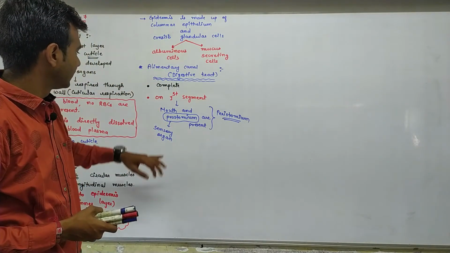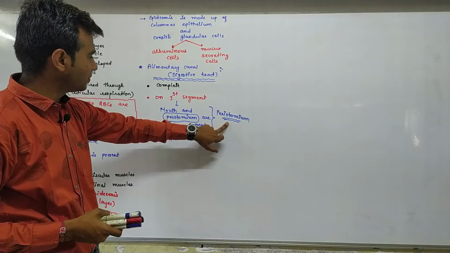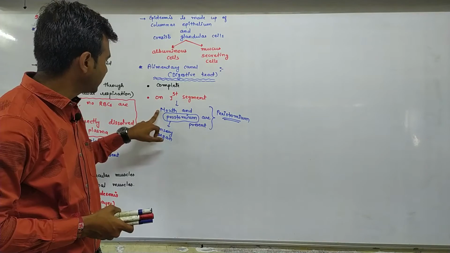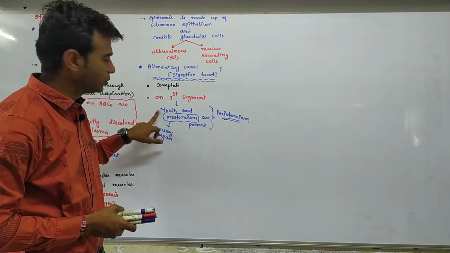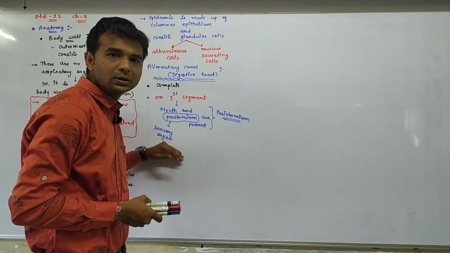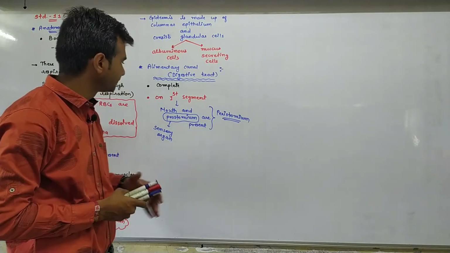So in the first segment, the peristomium, the mouth is present. Through this mouth, it engulfs the food, and through the prostomium, it makes the soil soft.